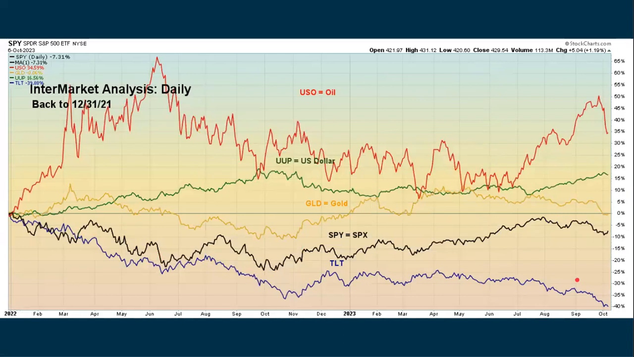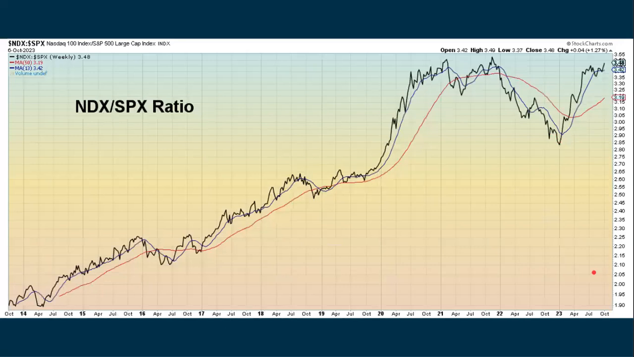This goes back to the beginning of 2022, where oil is still in the lead, followed by the dollar and gold. Then we have stocks and bonds, which are still underwater.